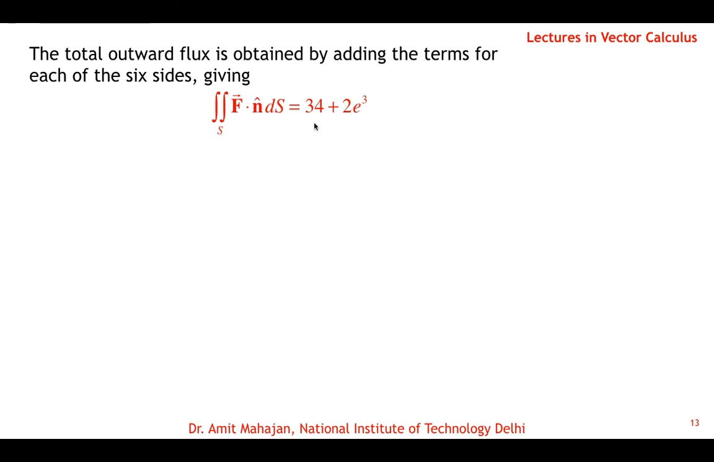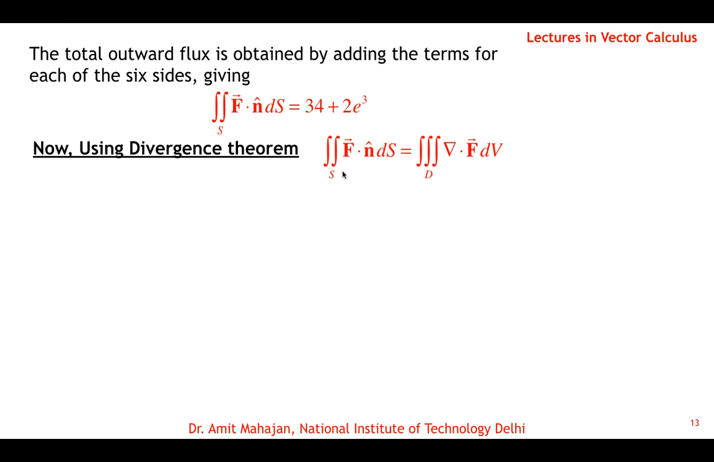So we add all these to find the total flux, and that will be 34 plus 2 e power 3. Now we will show that if we use the divergence theorem, we get the same flux. The divergence theorem says that the flux out of a surface can be calculated as the triple integral of the divergence of the field over the volume. So first we calculate the divergence of F. Given this field, the divergence of F means the x derivative of the first component, which is 2x, plus the y derivative of the second, which is 4xz, and the z derivative of the third, which is e power x.